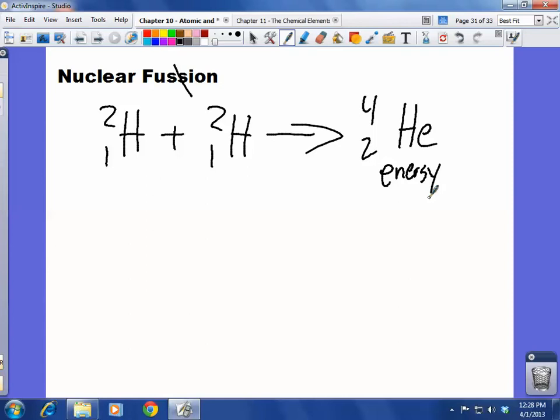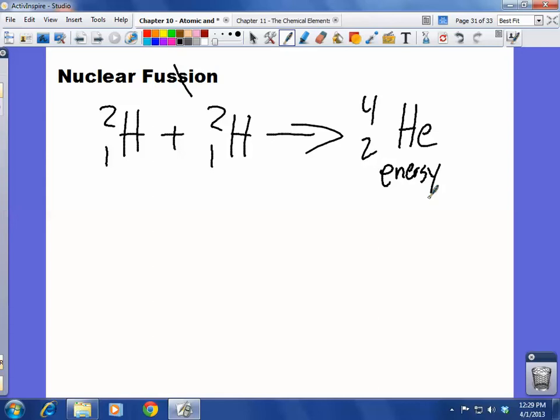So where do you think is the one place around that has a ton of energy to get this started? The sun. This is the reaction that fuels the sun. Every second, millions and millions of tons of hydrogen are being combined to form helium on the sun and releasing energy. And luckily for us, the sun has enough hydrogen to keep this going on for millions and millions of years.